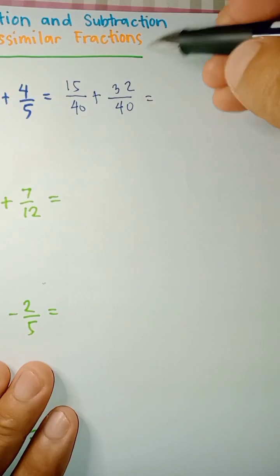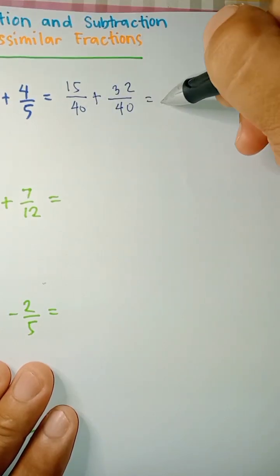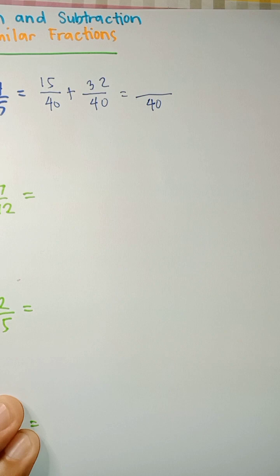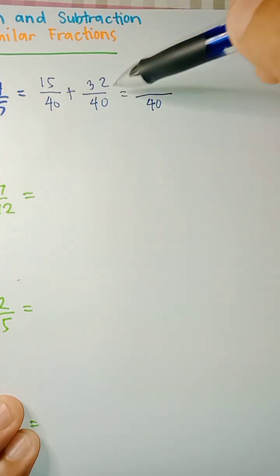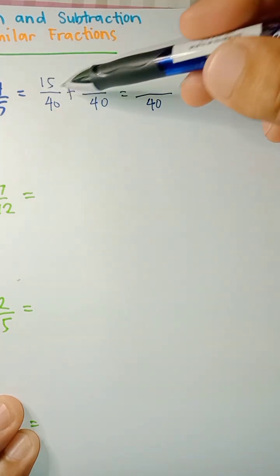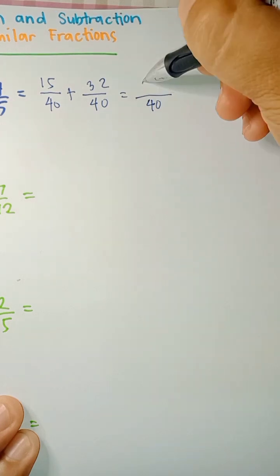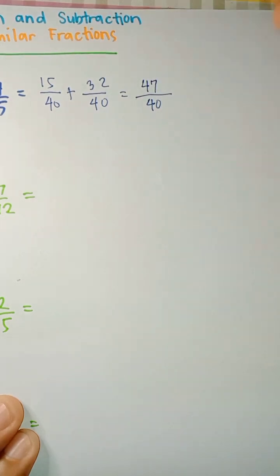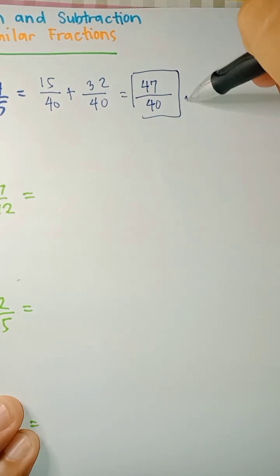Now since these fractions have the same denominator, let's just copy the denominator, which is 40. Then let's add the numerators. 15 plus 32 is 47. So this is now the answer.